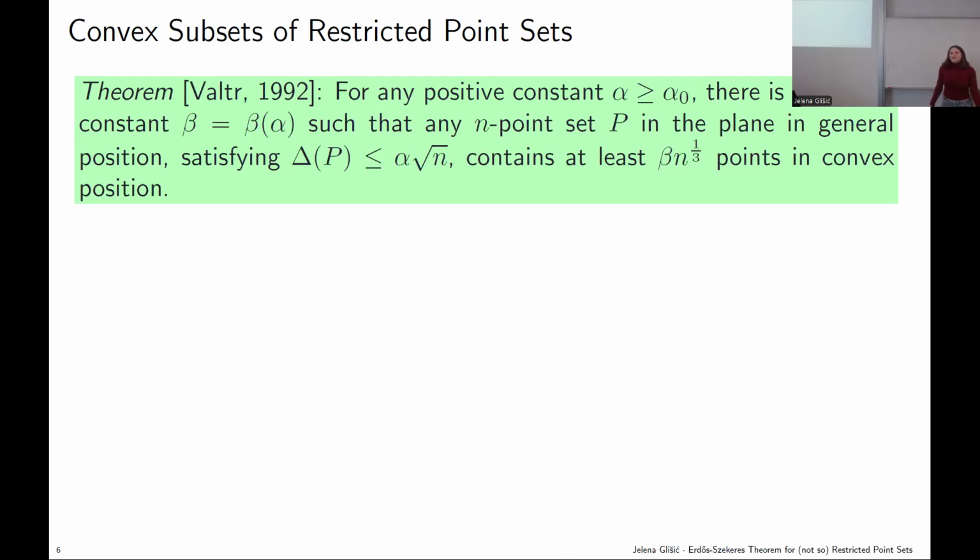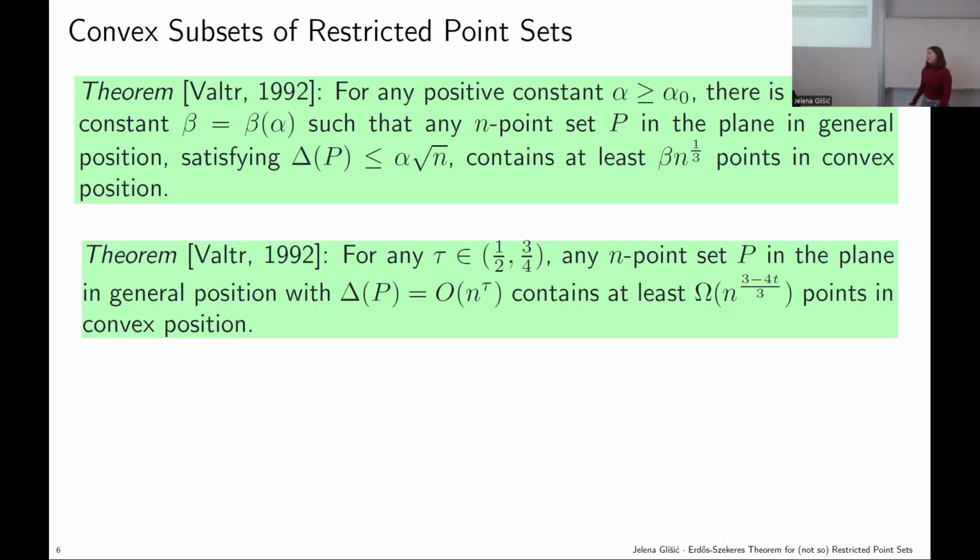But you might ask what happens if the point set is not dense, but the diameter is somehow larger. Already Pavel asked this, and he managed to show that if I have diameter up to n to the 3/4, there is still a polynomial-sized subset in convex position. You can see that he showed it up to 3/4, but the diameter can be up to n, so there is something to improve there.